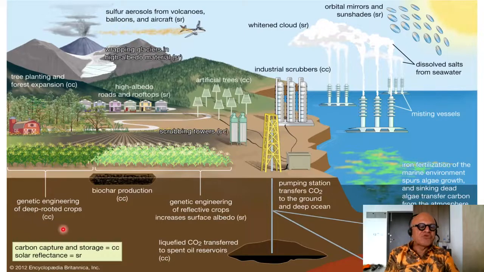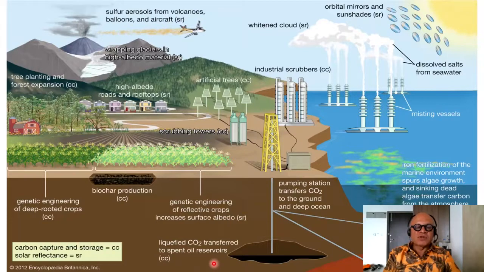There is genetic engineering of deep-rooted crops to deal with carbon capture, so carbon capture and storage, solar reflectance, so SR and CC. Biochar production is another way to put away more carbon, so you grow vegetation, pyrolyze it, and put it on the soil. Increased soil carbon enhances soil structure, nutrient retention, soil moisture persistence, drought resilience, groundwater recharge, and so on. Genetic engineering of reflective crops increases surface albedo, so that's a solar reflectance idea. It will be tried for sure.